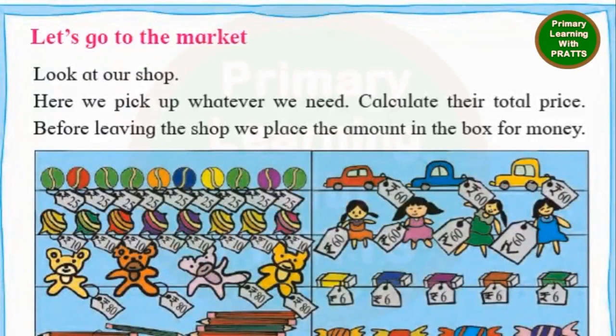We will now turn our page and go to the next page, which is page 57. Let's read together. Let's go to the market. Look at our shop. Here we pick up whatever we need. Calculate their total price. Before leaving the shop, we place the amount in the box for money.